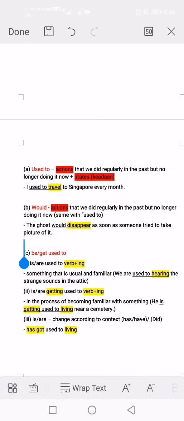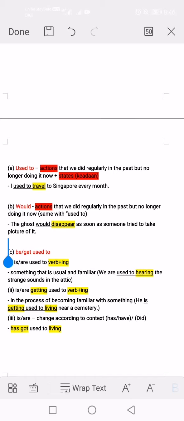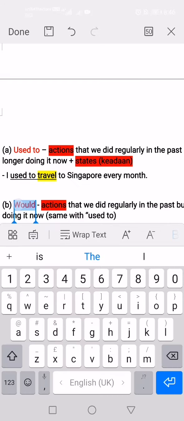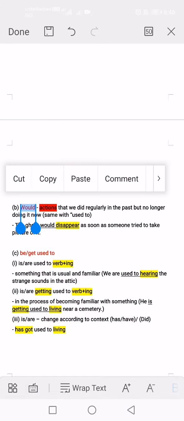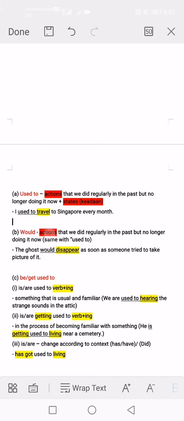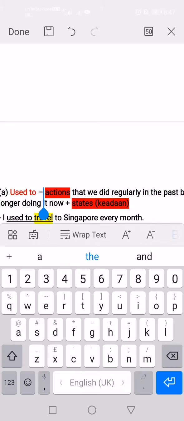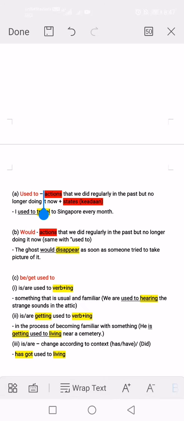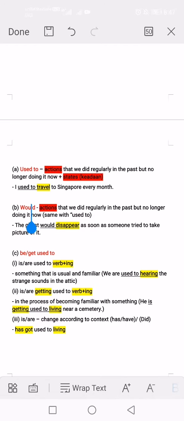The second one, when do we use would? This is a different kind of would. Would has different types of usages. This is one of it, class. Will and would means akan, right? But here, is it akan? Not really akan here. So would is actions that we did regularly in the past, same thing, but no longer doing. Same with used to, same meaning. Would means 曾经很常发生的，现在没有发生. Maksudnya sama juga dengan used to. Dulu selalu berlaku tapi sekarang tidak berlaku lagi.